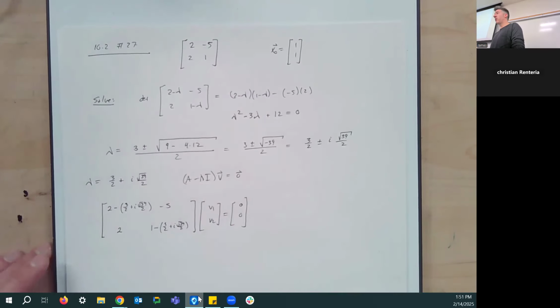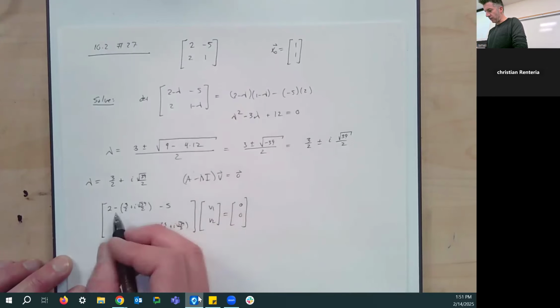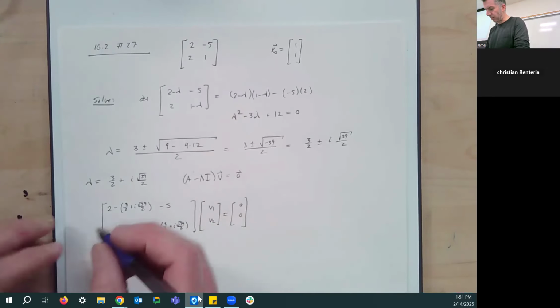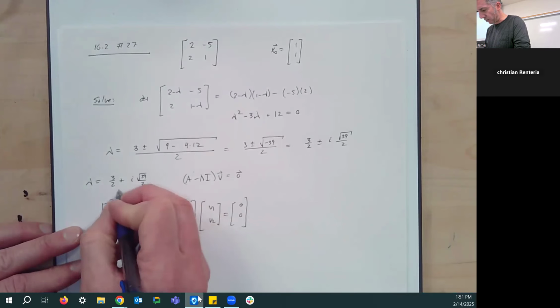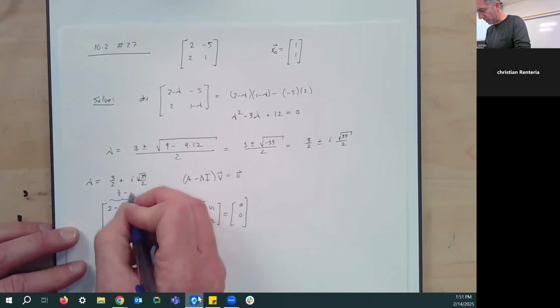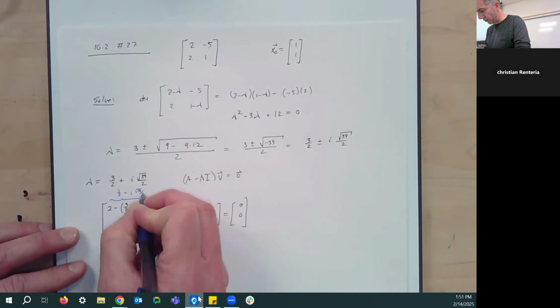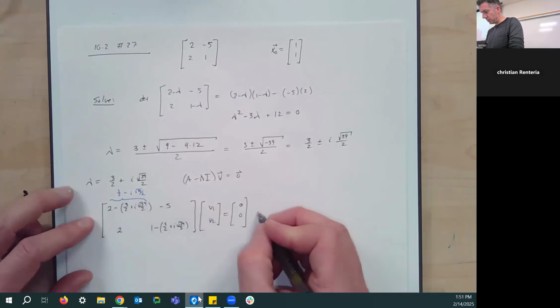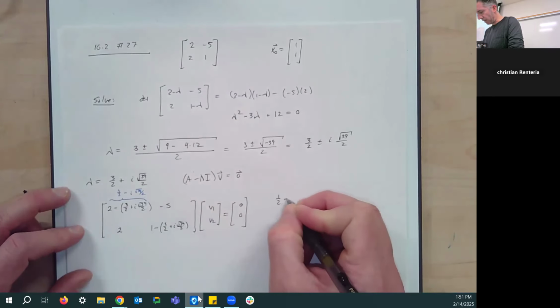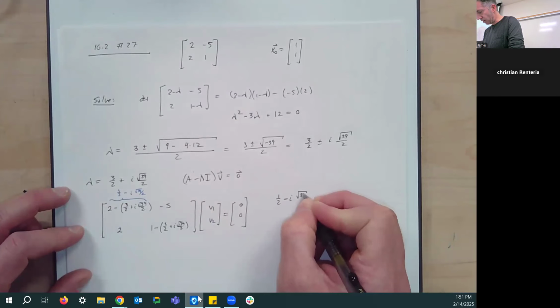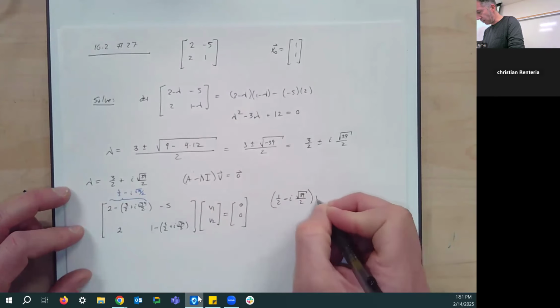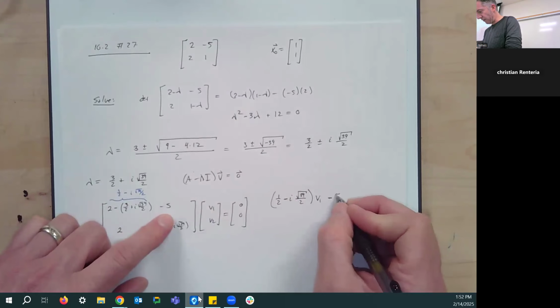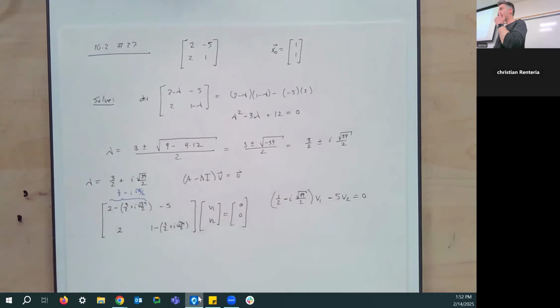You can use either equation. I'm usually partial to using the first one. So the first equation, and I'm going to simplify it just a little bit. My first equation, this 2 minus 3 halves is a positive 1/2. So that's 1/2 minus i times root 39 over 2. So what I have here is that times V1. So I have 1/2 minus i times root 39 over 2 times V1 minus 5 times V2 equal to 0.